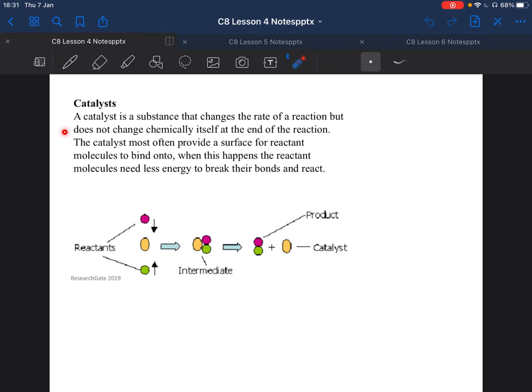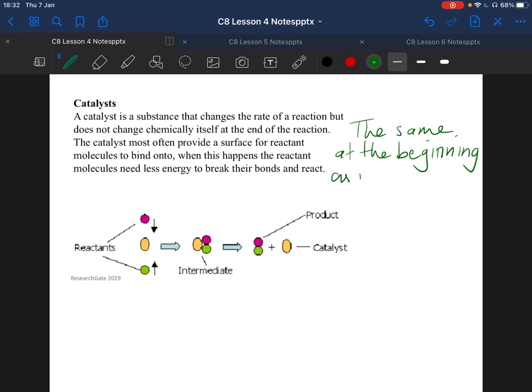So this here tells us what it is. A catalyst is a substance that changes the rate of the reaction but is not actually changed itself. So although it is in there and helping the reaction to happen, it doesn't change as a chemical. Your catalyst will be the same at the beginning as it is at the end. Nothing happens to it. So if you put your catalyst in, it will still be there at the end of the reaction. And how do catalysts do this?